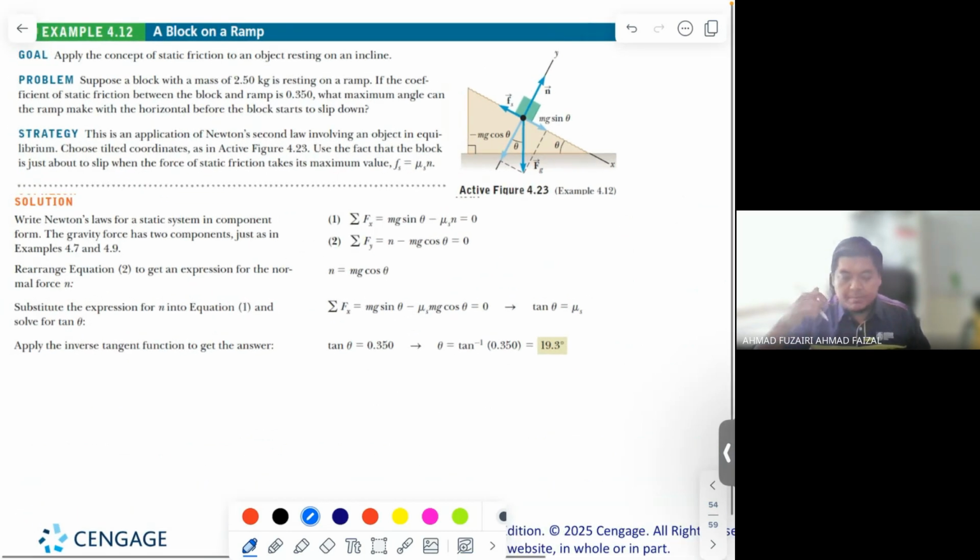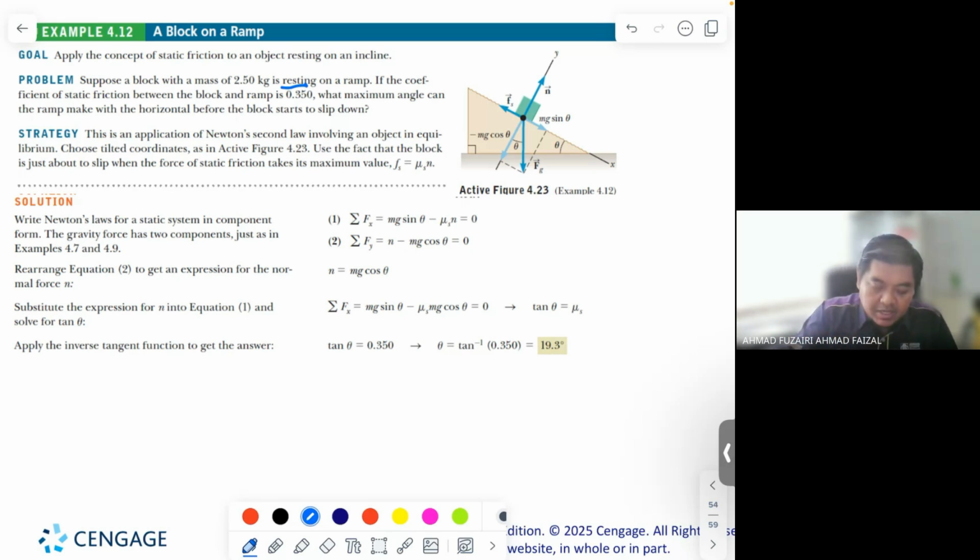Okay, suppose a block with a mass of 2.5 kilograms is resting. The word resting means the box is not moving on a ramp. If the coefficient of static friction between the block and ramp is 0.35, look at the words coefficient of static friction. So this is the mu s, between the block and the ramp, 0.35. What maximum angle can the ramp make with the horizontal before the block starts to slip down?